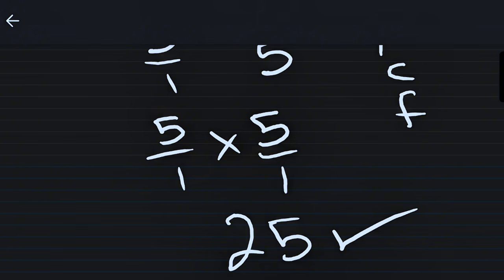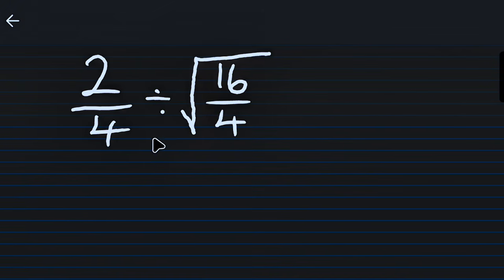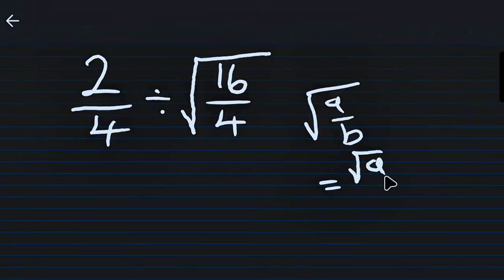Now let's look into a more complicated question. Now in this given expression, 2 divide by 4, then divide by square root of 16 divide by 4. Now the first thing we are going to look at is this square root here. Note that according to the radical rule, if you have square root of A divided by B, this equals square root of A divided by square root of B.